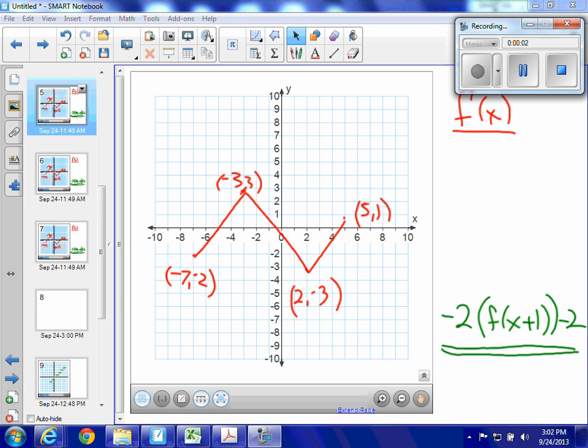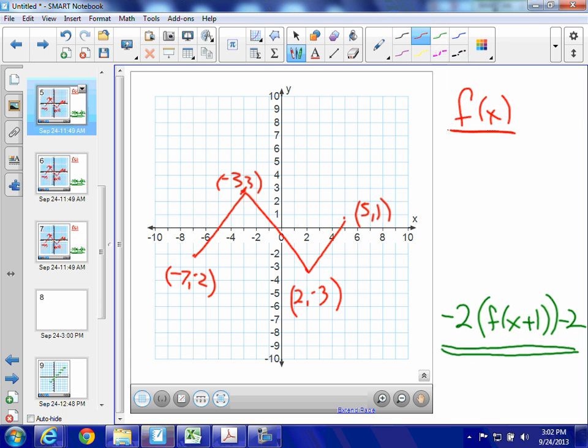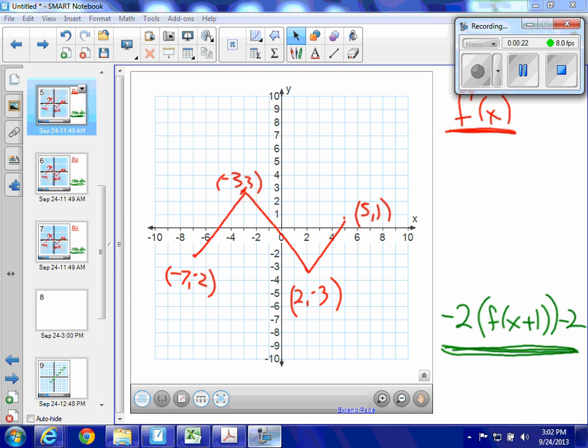So I want to do this transformation of f of x right here in red, and I want to transform it into negative 2 f of x plus 1 minus 2. So what I'm doing here is I'm going to start with my parent function f of x. And I can see that I'm going to want to do a number of transformations to it.